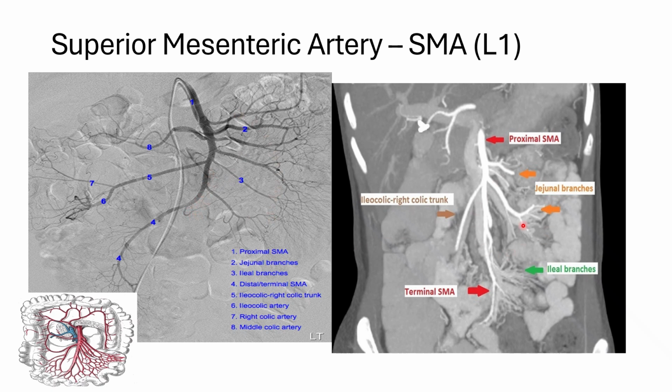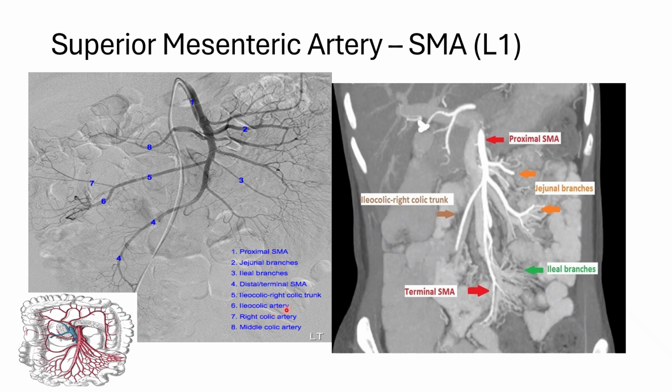This is the CT coronal MIP image showing branches of the superior mesenteric artery. So this is the proximal SMA. 2 is the jejunal branches, and here we can see the jejunal branches. 3 is the ileal branches. These are the ileal branches. 4 is the terminal SMA. So this is the terminal SMA.